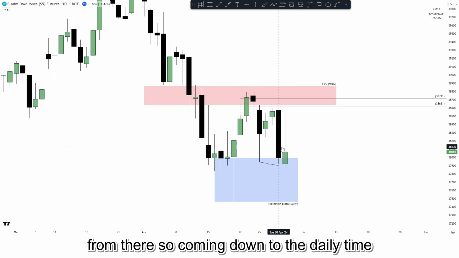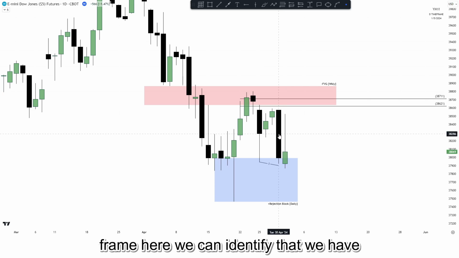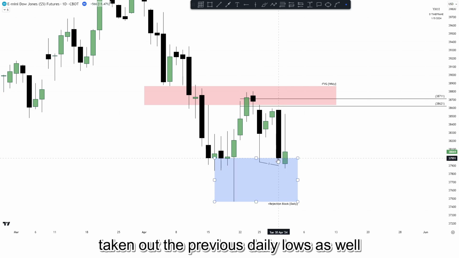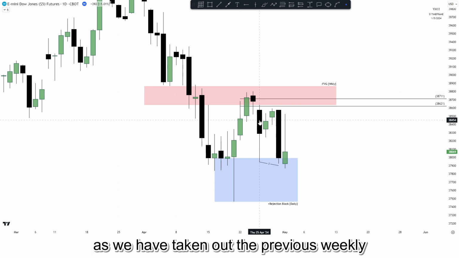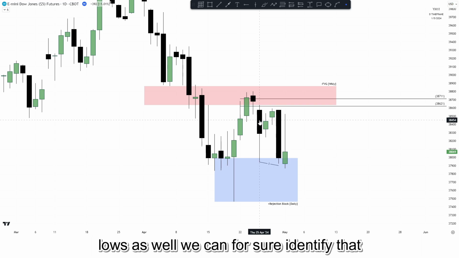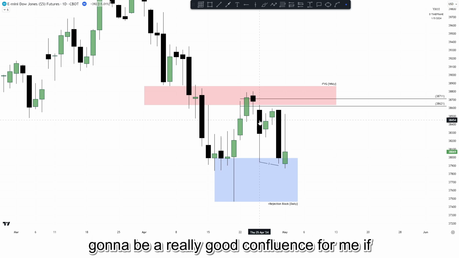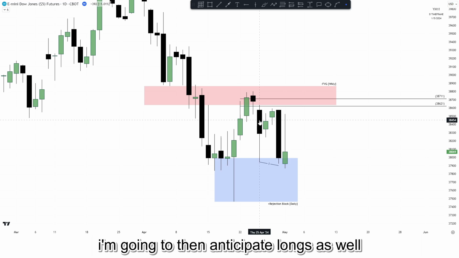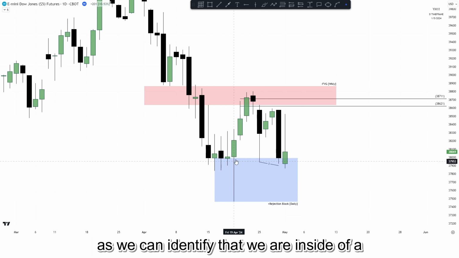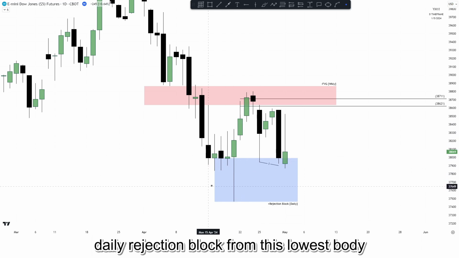So coming down to the daily time frame here, we can identify that we have taken out the previous daily lows, as well as we have taken out the previous weekly lows as well. We can for sure identify that we have swept sell side liquidity, so that's going to be a really good confluence for me if I'm going to then anticipate longs. As well as we can identify that we are inside of a daily rejection block.